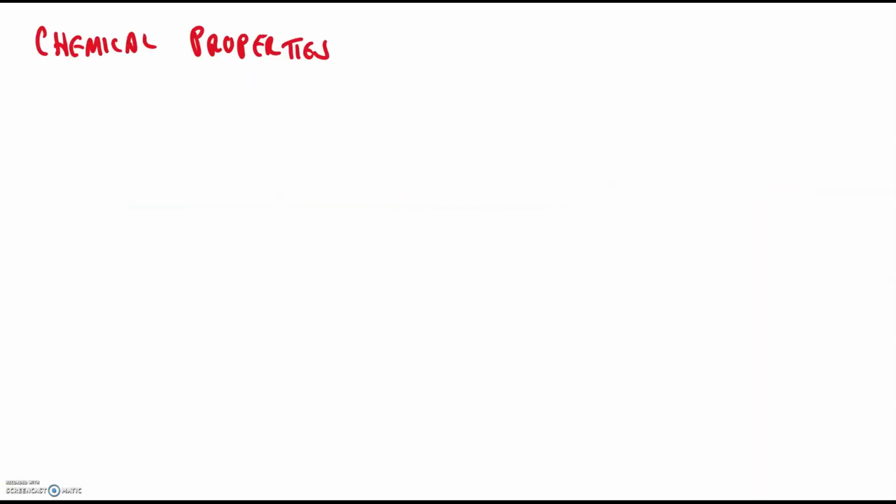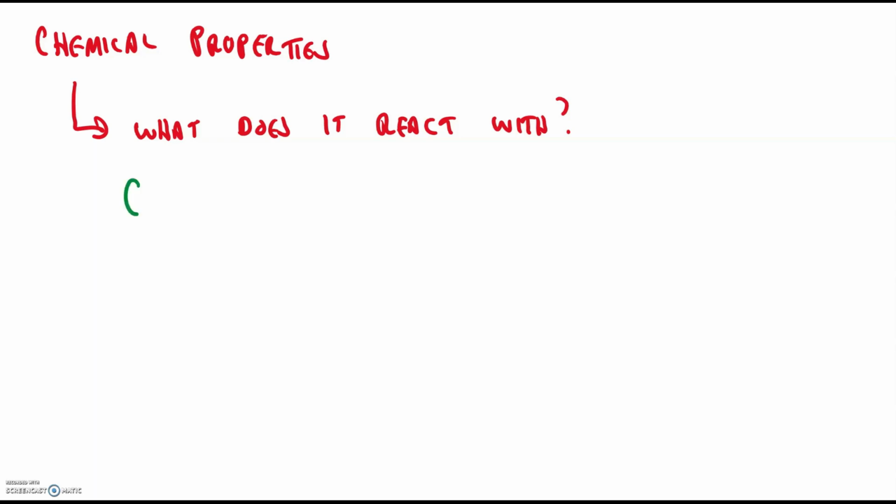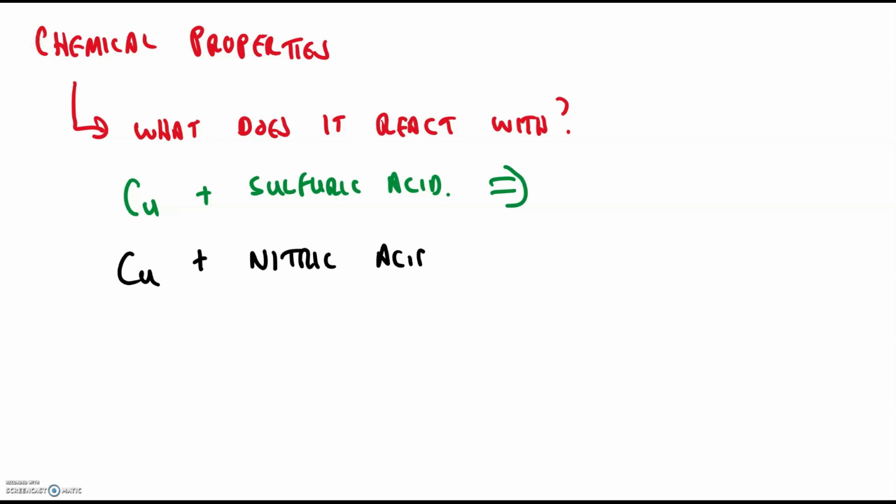If we're going to try to describe matter using what we're going to call chemical properties, it's real simple. What does it react with? I'll show you an example. We're going to take a copper penny and we're going to react it with something called sulfuric acid. We're going to see what happens. And then we're going to do the same thing by taking a copper penny and reacting it with something called nitric acid. And we'll see what happens. So let's take a look.